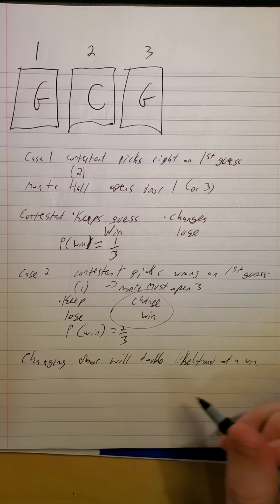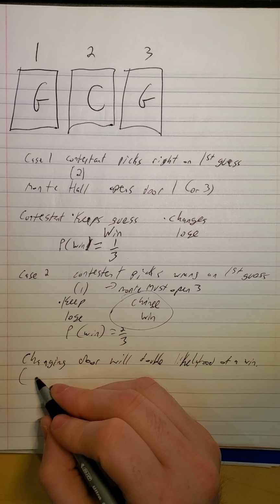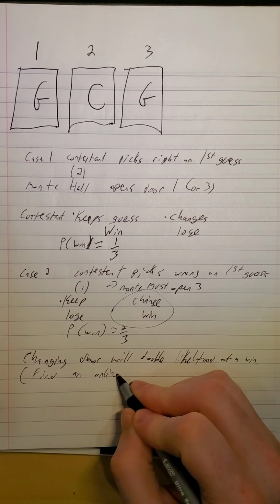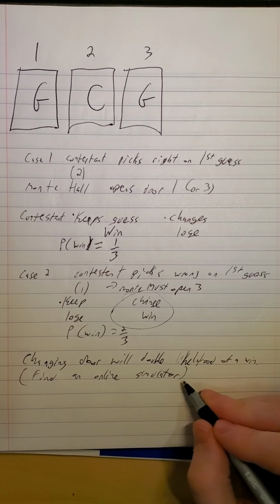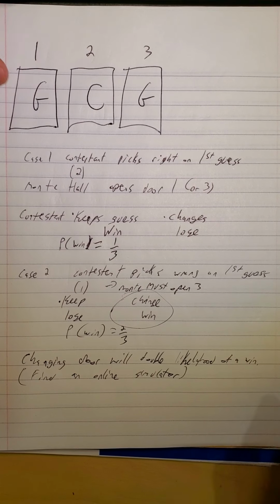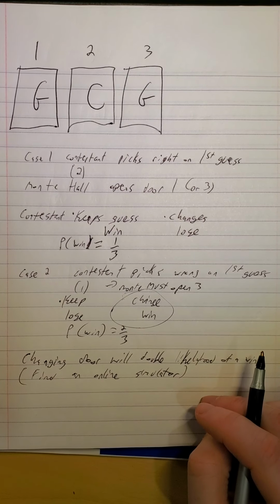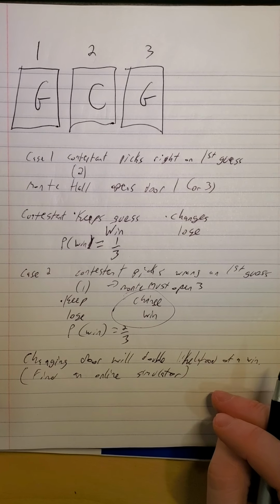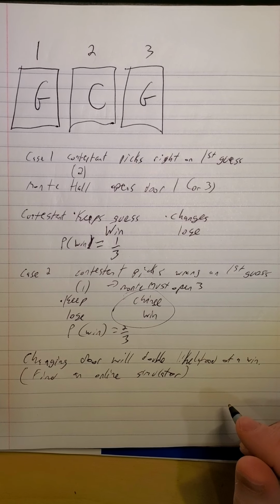And you can even find online simulators. I'll challenge you to look for that. Find an online simulator. And you can have it run 100 trials, 1,000 trials, and you can actually find that the data does support the sort of counterintuitive conclusion that changing your guess does give you better odds than keeping it.